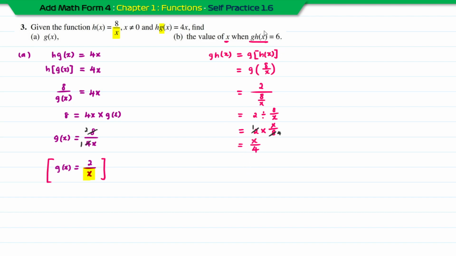Now we can solve for this part. It's stated that the composite function gh is equal to 6, so we want to find what x is. We replace gh with the x over 4 that we found, so x over 4 equals 6. To find x, we're going to move this 4 to the other side, so it will become 6 times 4. So x is 24. If you insert 24 into the composite function here, then you're going to get the answer of 6.